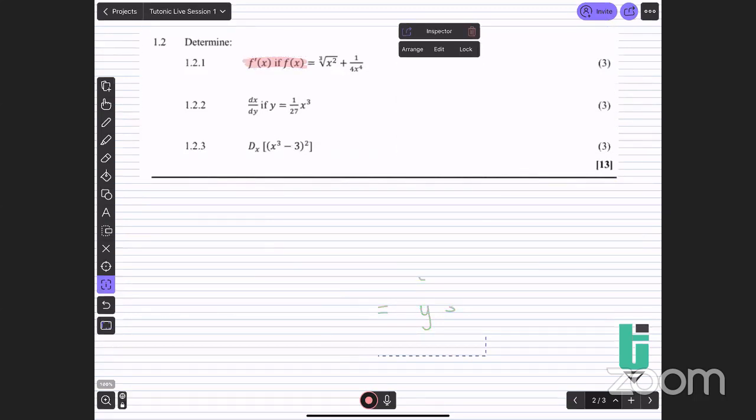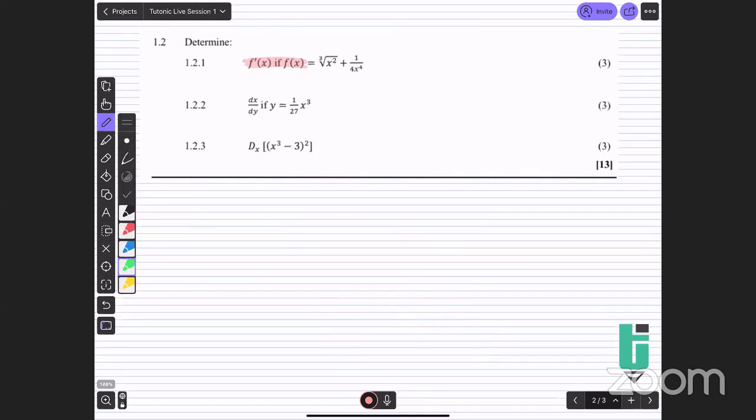Next question. X cubed minus 3 squared. So what are we going to do first? What did we say? What's the first step before you take the derivative? You FOIL it out. So what's it going to become? It's x cubed minus 3 times x cubed minus 3, right? So what's the FOIL going to give us here?